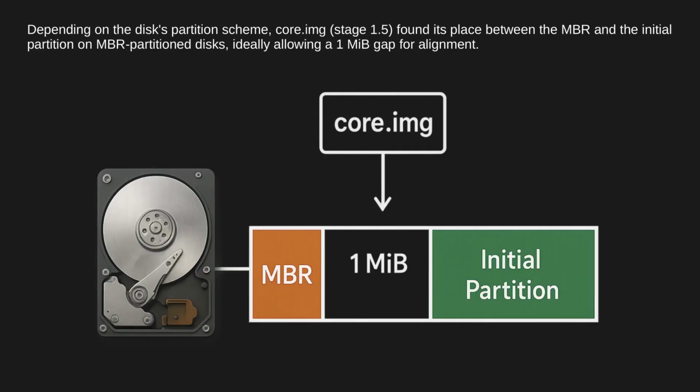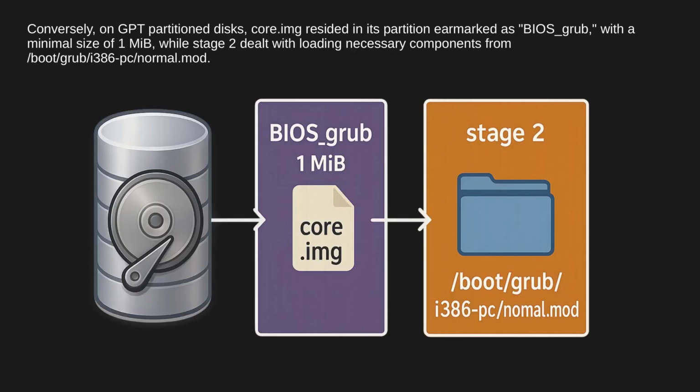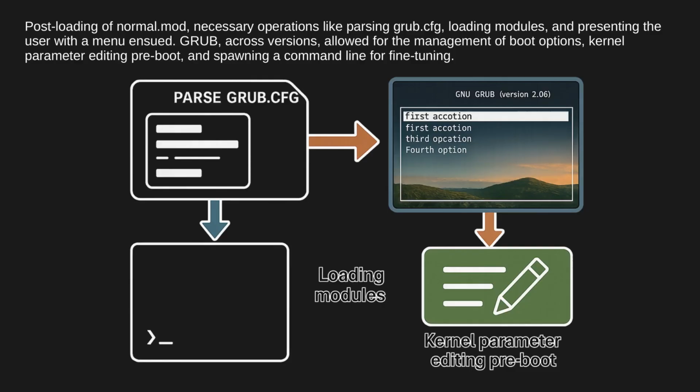Depending on the disk's partition scheme, core.img, Stage 1.5, found its place between the MBR and the initial partition on MBR-partitioned disks, ideally allowing a 1 MiB gap for alignment. Conversely, on GPT-partitioned disks, core.img resided in its own partition earmarked as BIOS Boot, with a minimal size of 1 MiB, while Stage 2 dealt with loading necessary components from /boot/grub/i386-pc/normal.mod. Post-loading of normal.mod, necessary operations like parsing grub.cfg, loading modules, and presenting the user with a menu ensued.